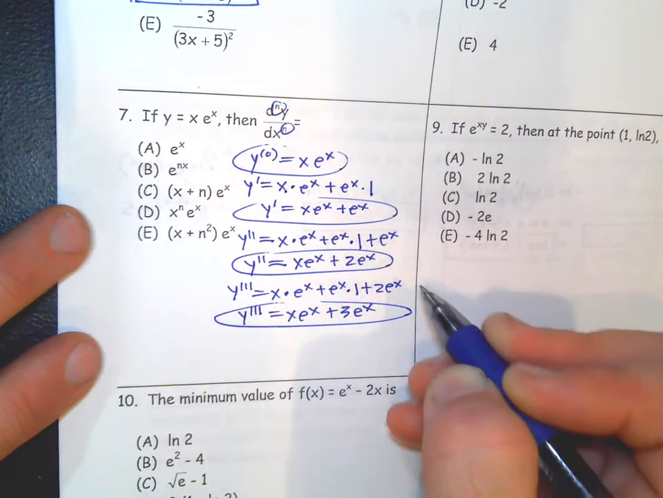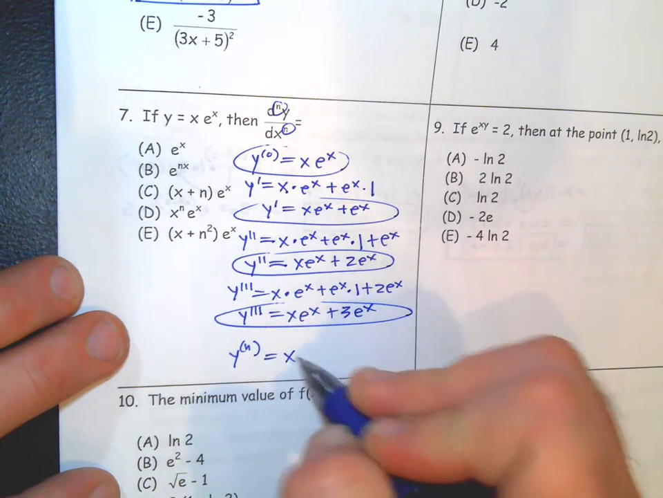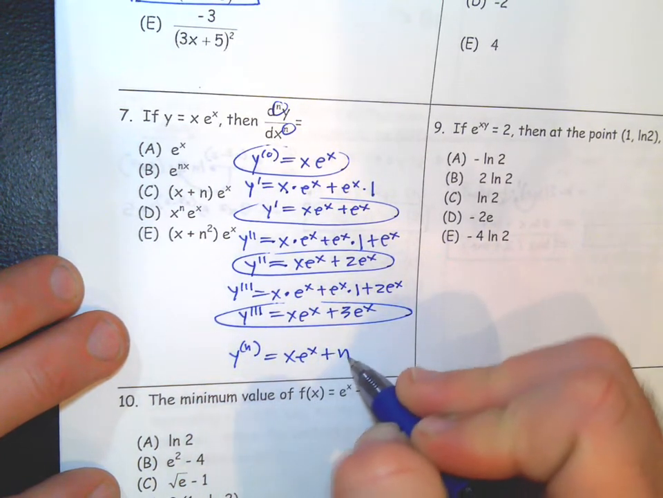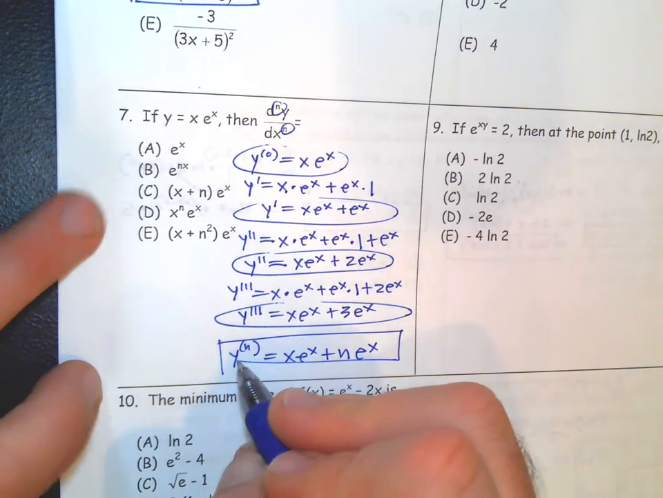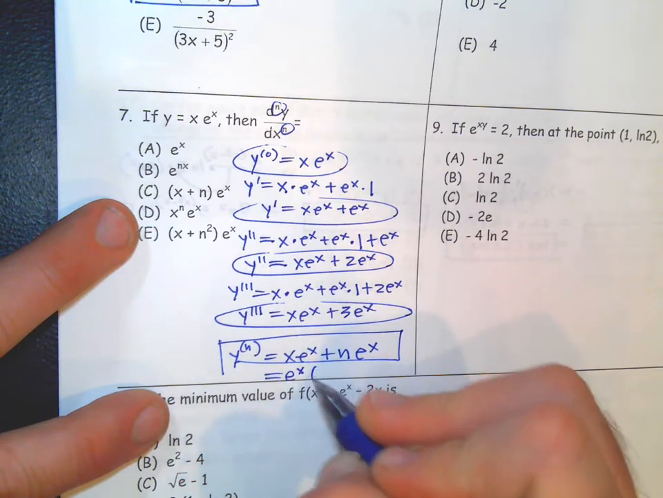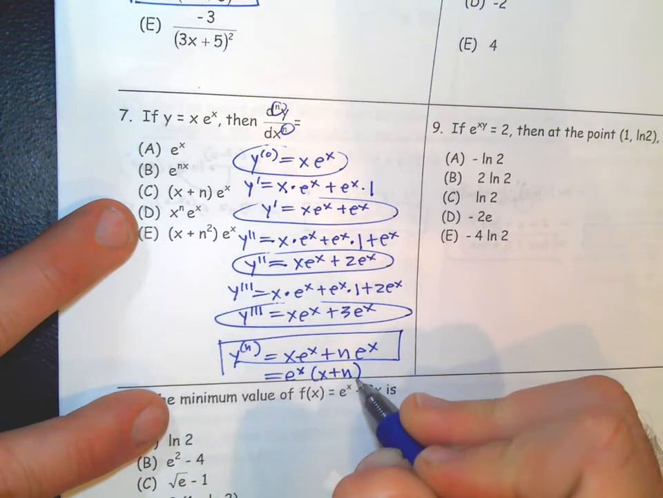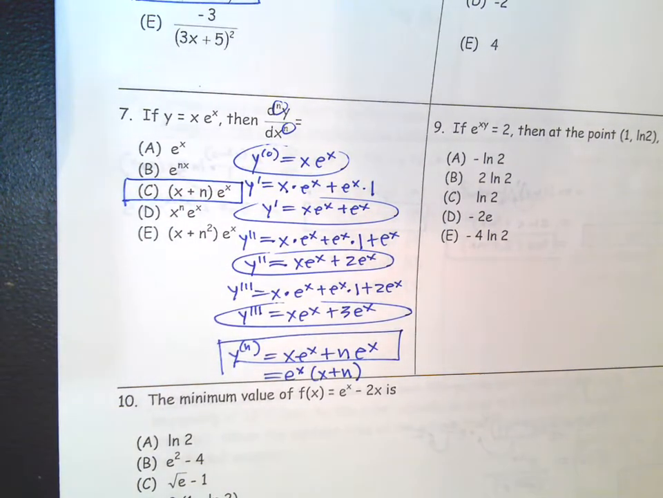You see the rule? I bet that the nth derivative is going to be x e to the x plus n times e to the x. That's my prediction, and now I've got to make it fit one of these answers. So I think I could factor e to the x out. I have an x plus n. So I'm going with C. So establish a pattern. Look for a pattern.